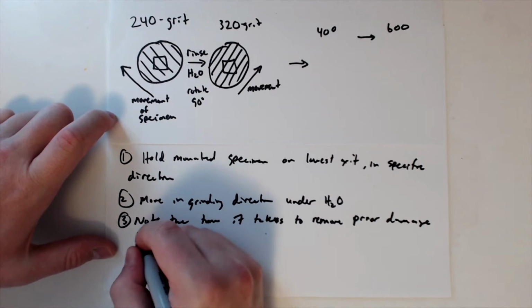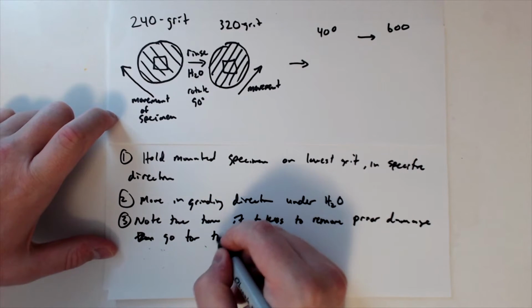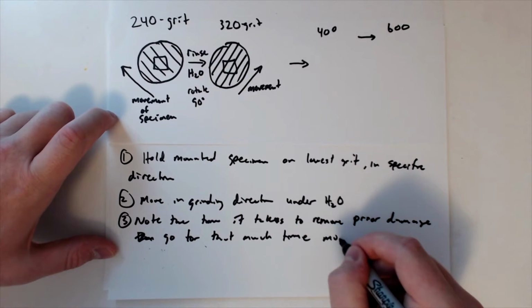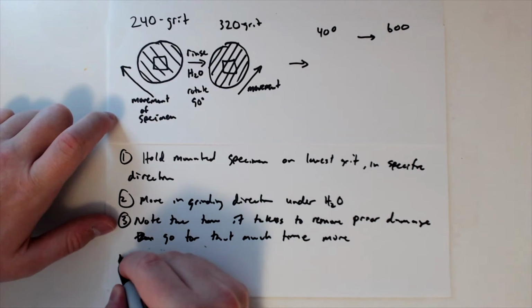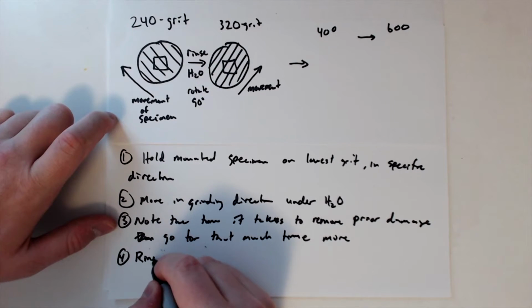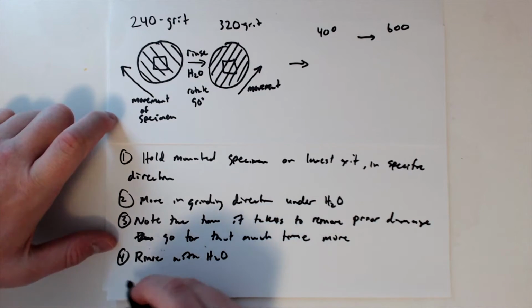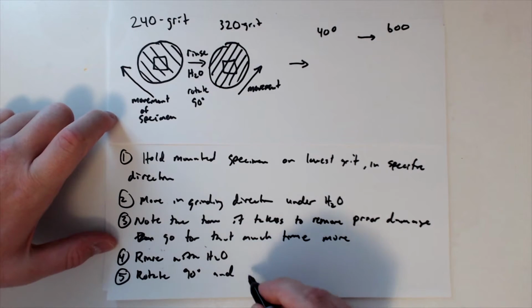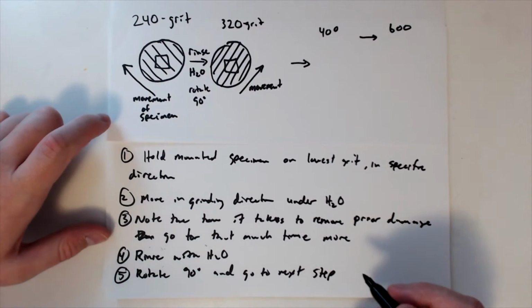And then go for that much time more. So again, if it's 2 minutes, add 2 more minutes. All right, then I want to rinse with water. And then I'm going to rotate 90 degrees and go to the next step. And I repeat.